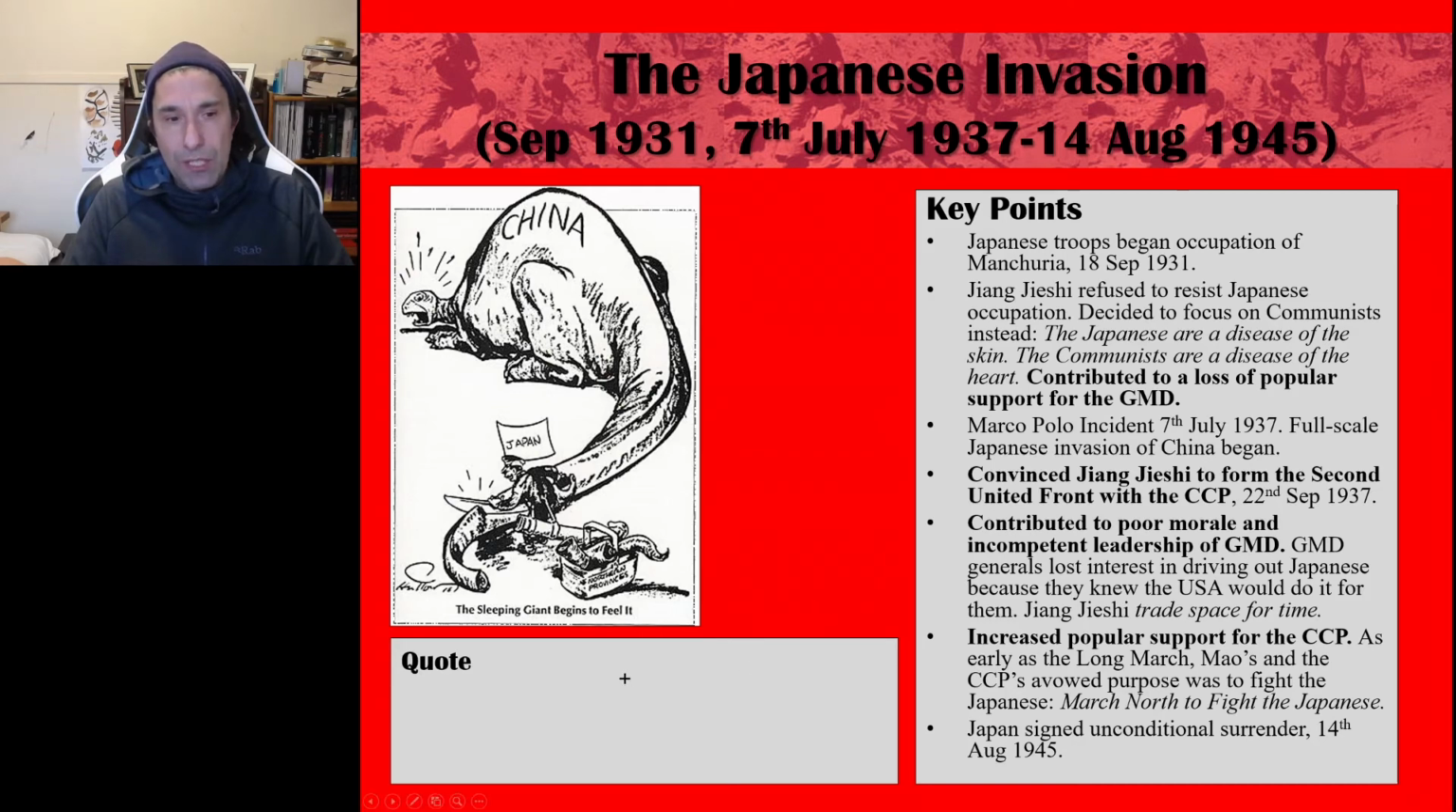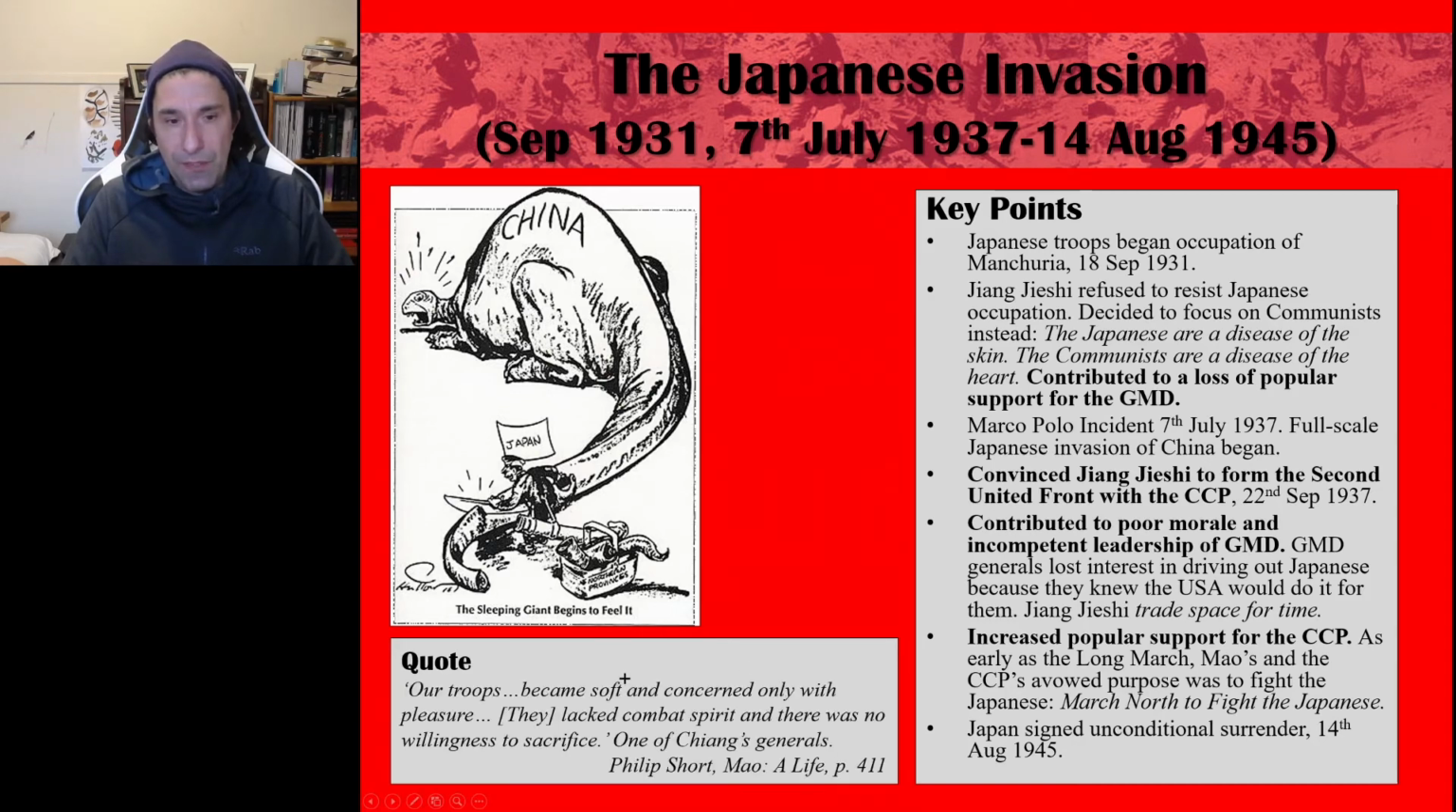I have a key quote here which I just want to go through quickly. It's from Philip Short, and it's from one of Chiang's generals, and it shows how dispirited they became as a consequence of Chiang's strategies, both this idea that the Japanese are a disease of the skin and the communists are a disease of the heart, so focusing on the CCP rather than defending against the Japanese invaders in Manchuria, and also then when the war had started against the Japanese, his defensive strategy of trading space for time.